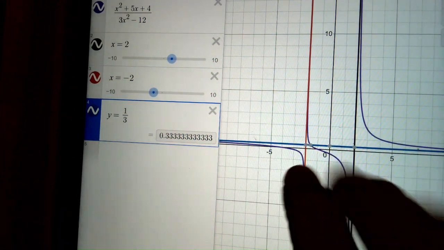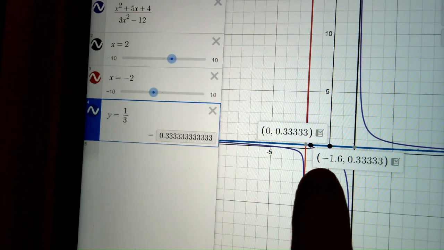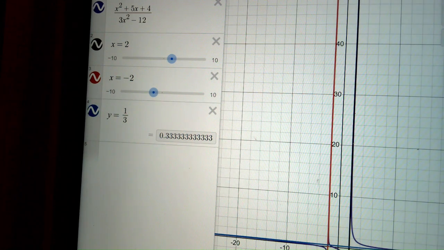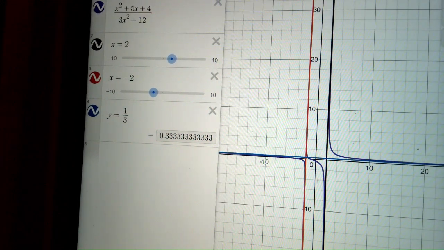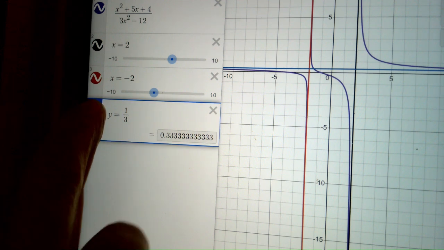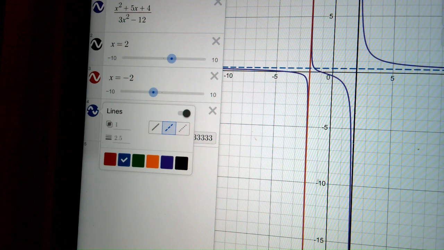And then if we come in here, we can see that it is crossing at negative 1.6 repeating. And if you ever need to, you should be able to hold down on these and change them to dotted lines if you want. So you can change your colors and things like that on Desmos. Okay.